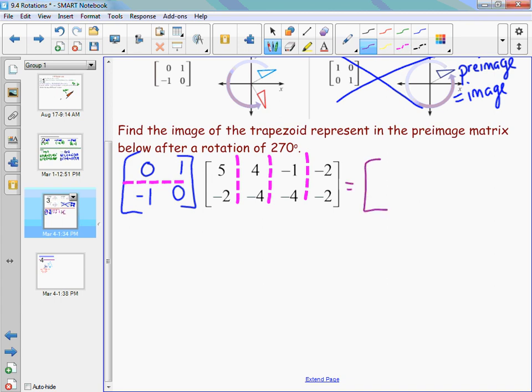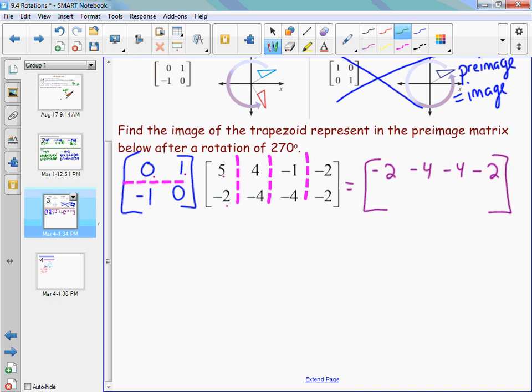And if we look at this, again with the zeros and ones, the beauty of the transformation matrices is that when you're multiplying by zeros, you're basically eliminating a row. So this becomes 0 times the first element, so we have 0 times 5 plus 1 times negative 2. So this becomes just 1 times the second row. So we get -2, -4, -4, -2.